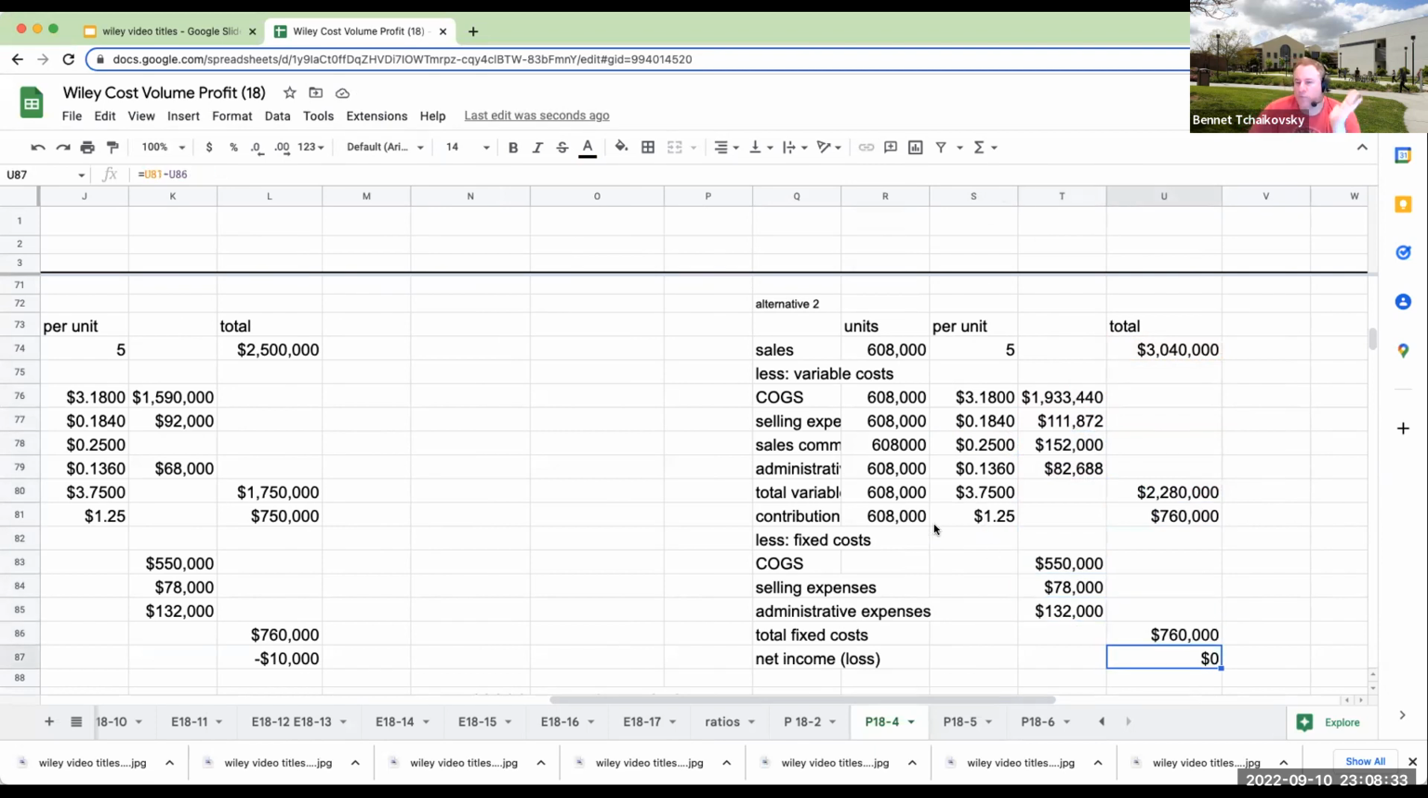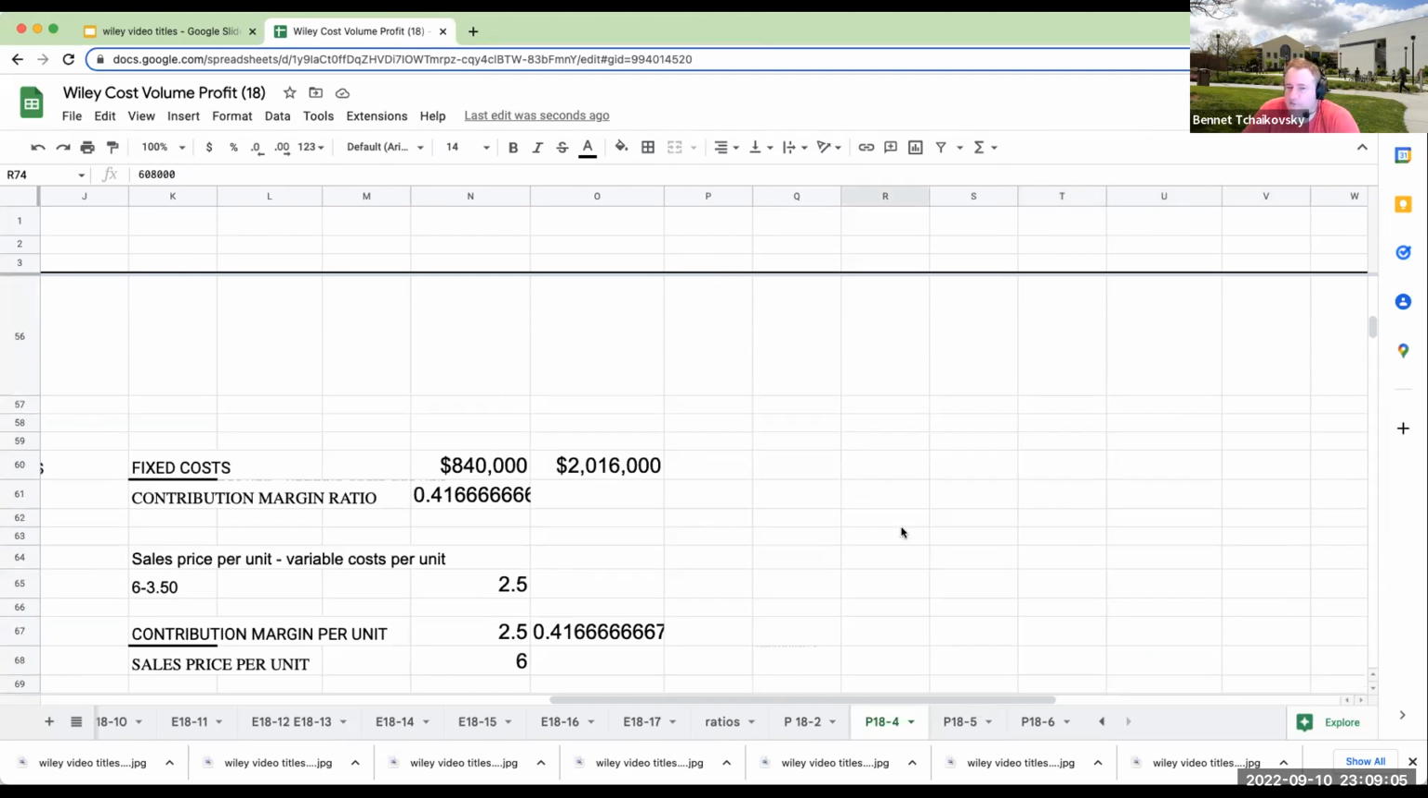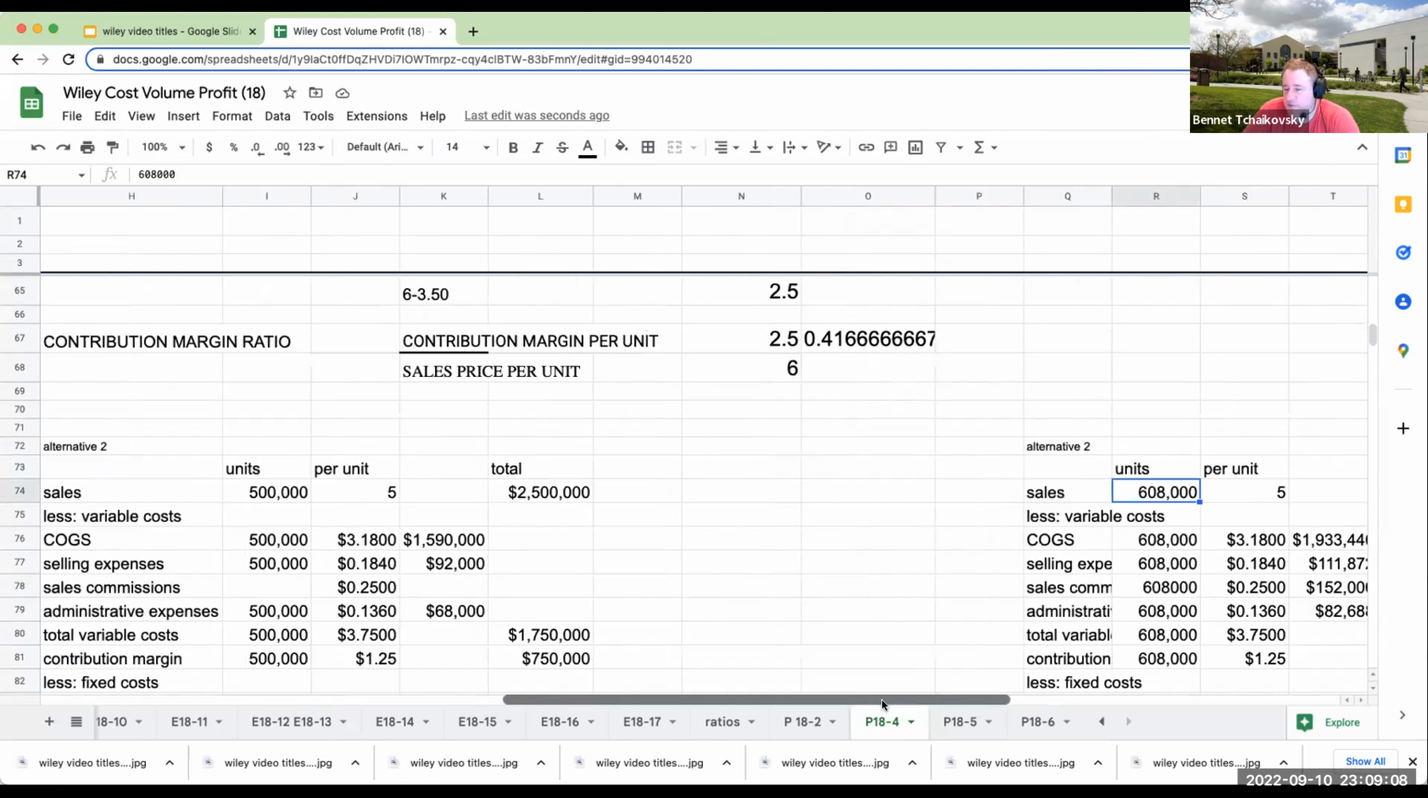So with alternative 2, what was kind of messed up about it is the way that it was worded, because the fixed and variable selling expenses did not exactly match. So you had to do some magic here. And we also want to check our work, because if the sales commissions are supposed to be 5% of total sales, just make sure that you take 3,040,000, multiply by 5%, and you're getting that 152. So if we went with alternative 2, we're going to have to sell 608,000 units to achieve break even.